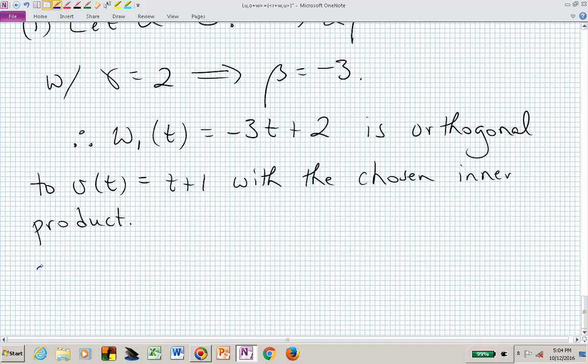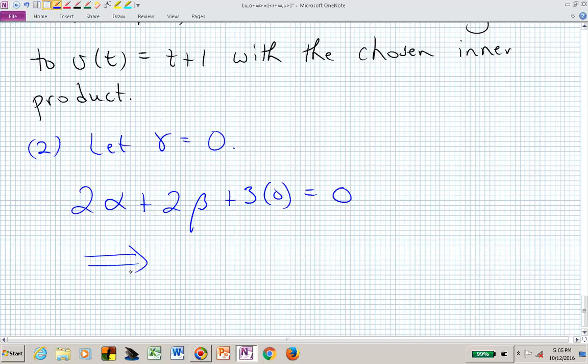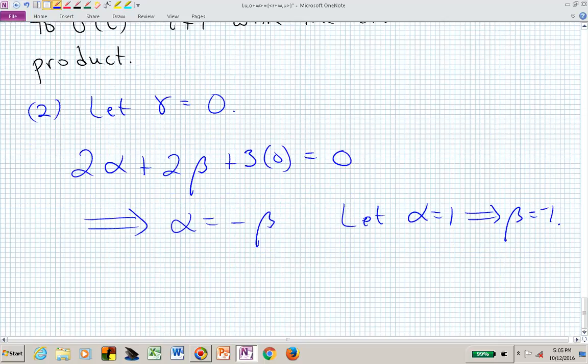What if we did a different choice? Suppose we said, let's let gamma equal 0. Now we have 2 alpha plus 2 beta plus 3 times 0 is equal to 0. Or now we have alpha plus beta is equal to 0. Or we have alpha is equal to minus beta. And now we could just let one of those be 1. Suppose we let alpha be 1. Beta is now minus 1.